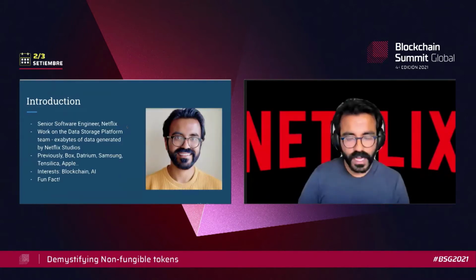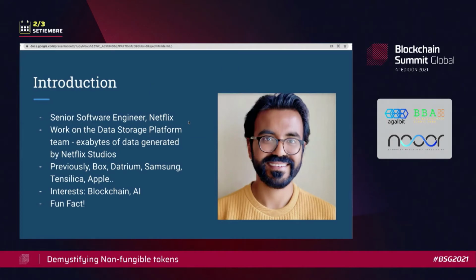About myself, I am a senior software engineer at Netflix. I work on the data storage platform team here, which means that I manage the infrastructure that generates and manages exabytes of data that is produced by Netflix Studios. Previously, I was at companies such as Box, Datrium, Samsung, Apple, Tensilica. My interests lie in the field of blockchain and AI. A fun fact about me is that in the year 2014, I actually purchased 2 Bitcoins for less than $100. But then in the year 2017 or 2018, I actually sold them off to pay my rent. So in hindsight, it was such a bad decision. It would have been the costliest rent that I've paid till now, but you learn your lessons.